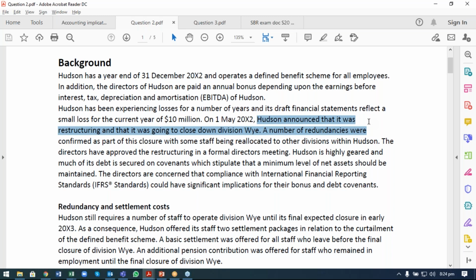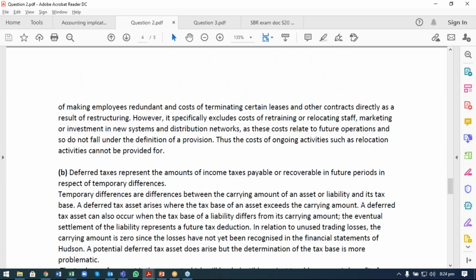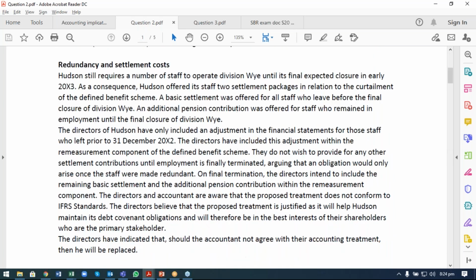I'm going to look into the answer to find out whether we have identified all the points, or we have missed a few of the points. So I'm going to read out the answer. So this is the answer. Sorry.